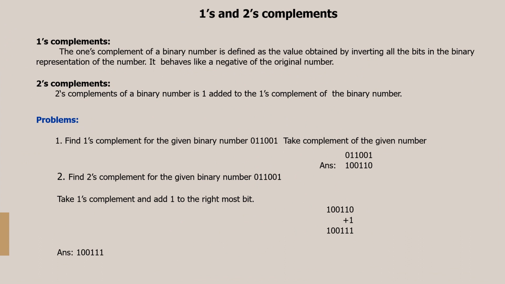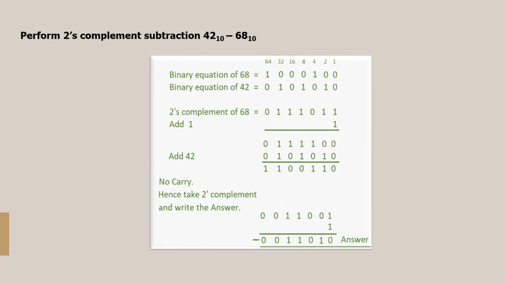Then the topic is ones and twos complement. The ones complement of a binary number is defined as the value obtained by inverting all the bits. If you invert all the bits, that is nothing but the ones complement. And after inverting, if you add 1 to the LSB, then that is called the twos complement. This one is an example of a twos complement.